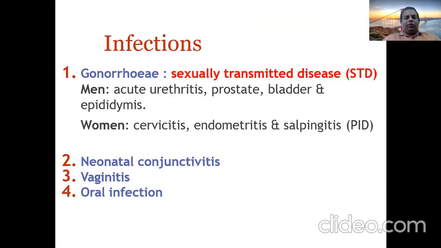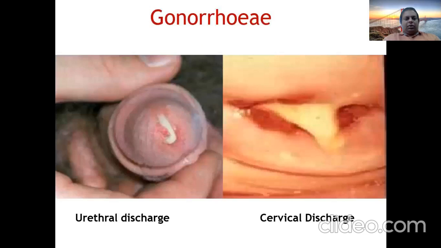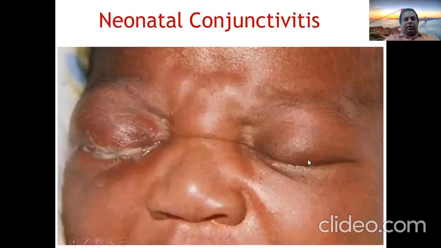Other than that, it causes neonatal conjunctivitis. Once the child passes through the mother's birth canal or vagina, and the mother has gonorrhea, Neisseria gonorrhoeae, it causes ophthalmia neonatorum. Another thing is oral infection, depending on the sexual practice as well. You can see white-colored pus, which is why it's termed gonorrhea: urethral discharge, cervical discharge, neonatal conjunctivitis.